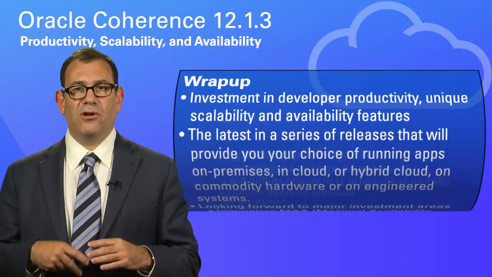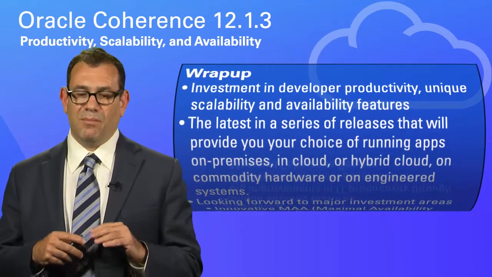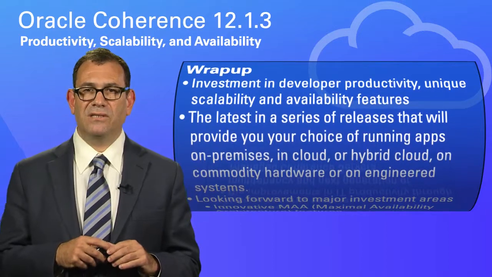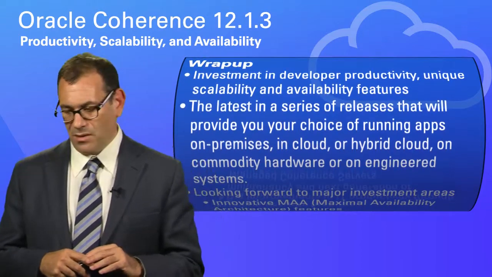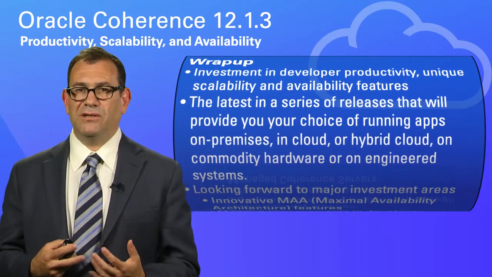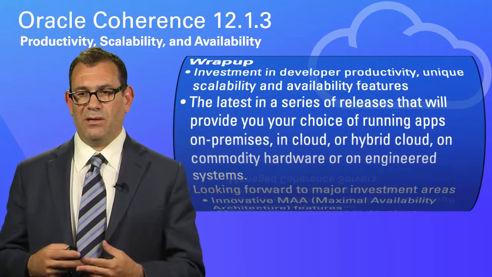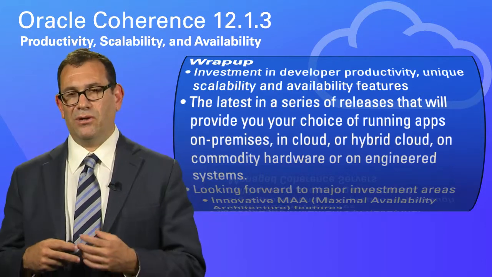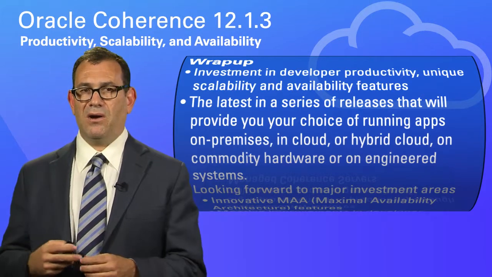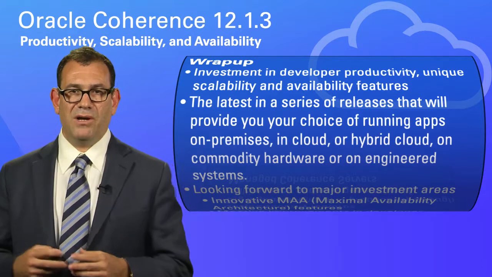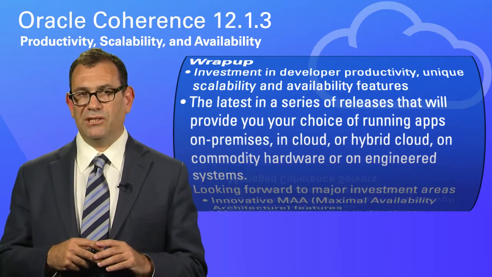So in total, I've talked about quite a few features that will enhance your developer productivity, bring some unique scalability characteristics to Coherence, and a number of availability features as well. And we view this as just the latest of a series of releases that are going to provide you with continued choice of where you deploy your cloud application foundation or your Coherence-based applications, whether it be in the on-premises cloud, a public cloud, hybrid cloud, hybrid on-premises and public, on commodity hardware, or even on Oracle engineered systems.